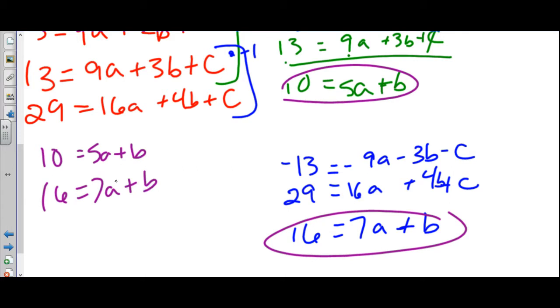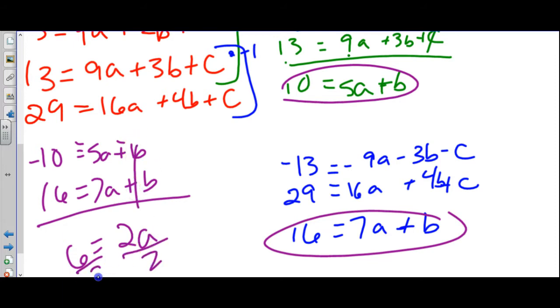So we don't have parentheses on either of these or anything, so we can, again, do our elimination method. We don't have to do any sort of simplification. This time I'm going to get the b's to cancel. So I'm going to multiply the top equation by negative 1. So negative 10 plus 16 is 6. Negative 5a plus 7a is 2a. Negative b plus b cancels each other out.